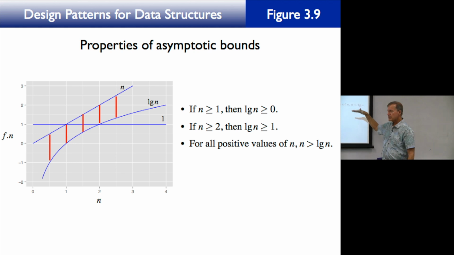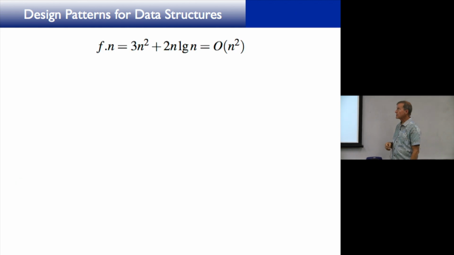So now, here's the thing. If you have an expression and you want to prove a big O or a big omega, these are the facts that you can use to prove it. So let's do an example. Suppose that f of n is 3n squared plus 2n log n, and we want to prove that this equals big O of n squared.